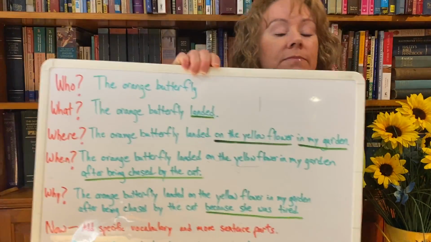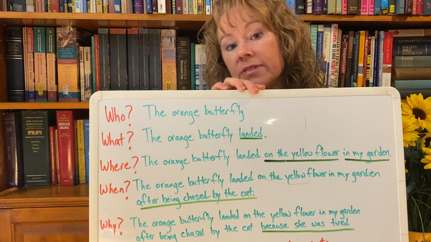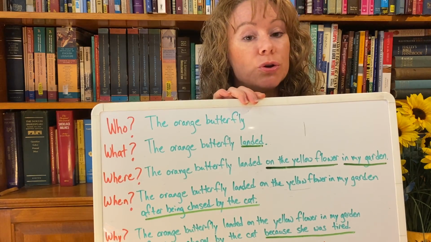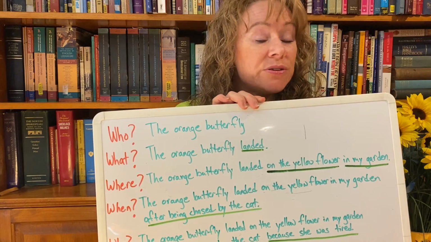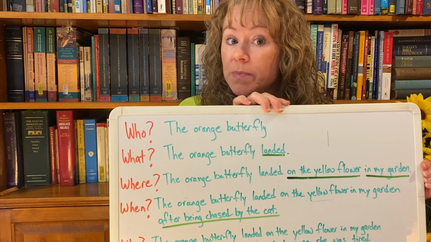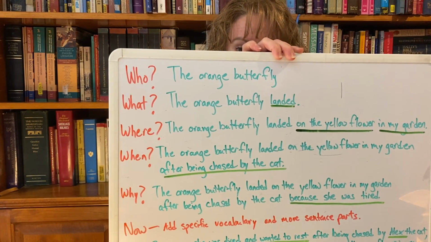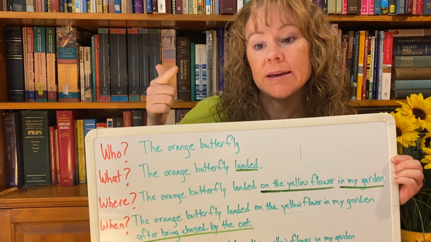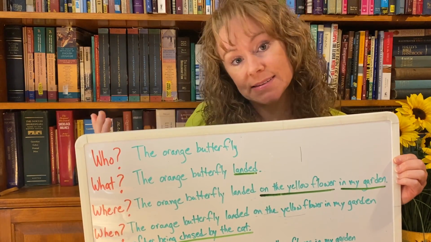Now, who? Our who is the orange butterfly. All right, now that's who we're talking about. That's who our sentence is about, the orange butterfly. Now we need to ask what. What did the orange butterfly do? The orange butterfly landed. Now, we have the subject and the predicate, the basic who did what, but we want to add to that.